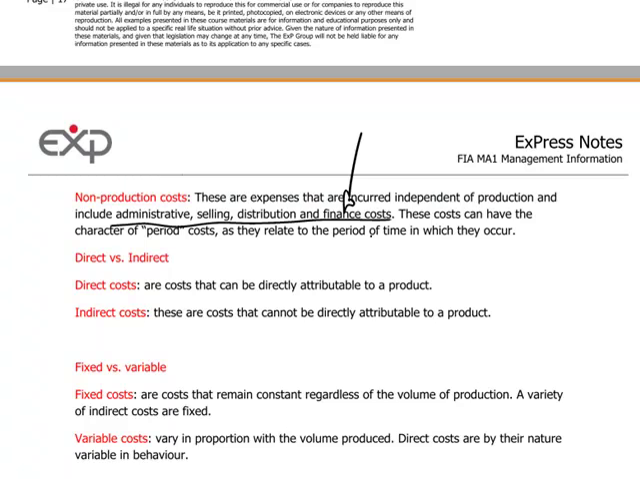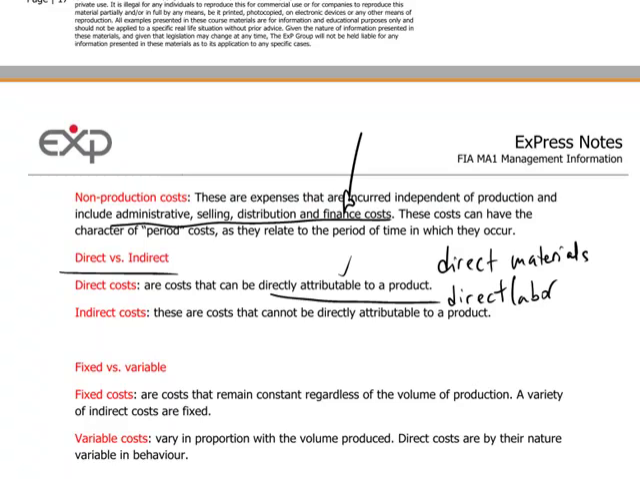Let's spend a moment now and just look at direct and indirect costs. Direct costs are costs that can be directly attributable to a product. Can you think of what those sorts of costs will be? Well, they certainly will be, for example, direct materials, things that are actually built into the product itself and therefore directly attributable. Another category of direct costs would be labor costs, and specifically those workers who are directly involved in manufacturing the output. So direct labor costs are also going to be included.